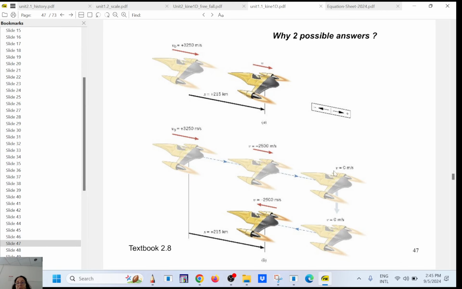Okay, so they show you here. You see it's moving to the right, but it has a retro rocket here, so it's going to slow down. So slowing down, stop, reverse. So for those two locations, you're going to have the same speed, but not in the same direction, and the displacement will be the same. Okay?